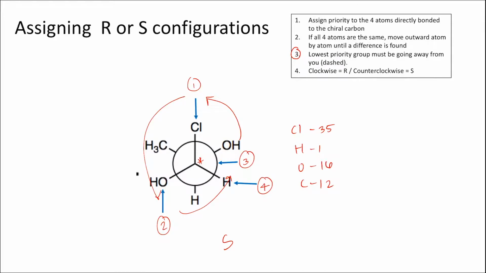But you cannot forget the third rule. The lowest priority group must be going away, and it must be dashed. In the case of Newman projections, all atoms bonded to the first carbon are wedged. The lowest priority group is wedged, which is the opposite of what is required. So take the opposite, and R is the final configuration.